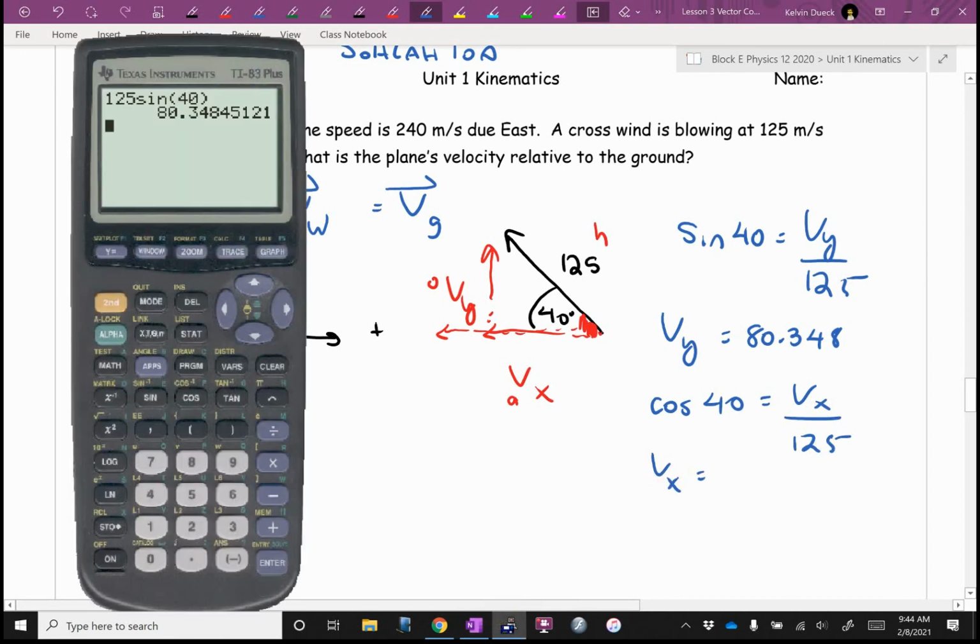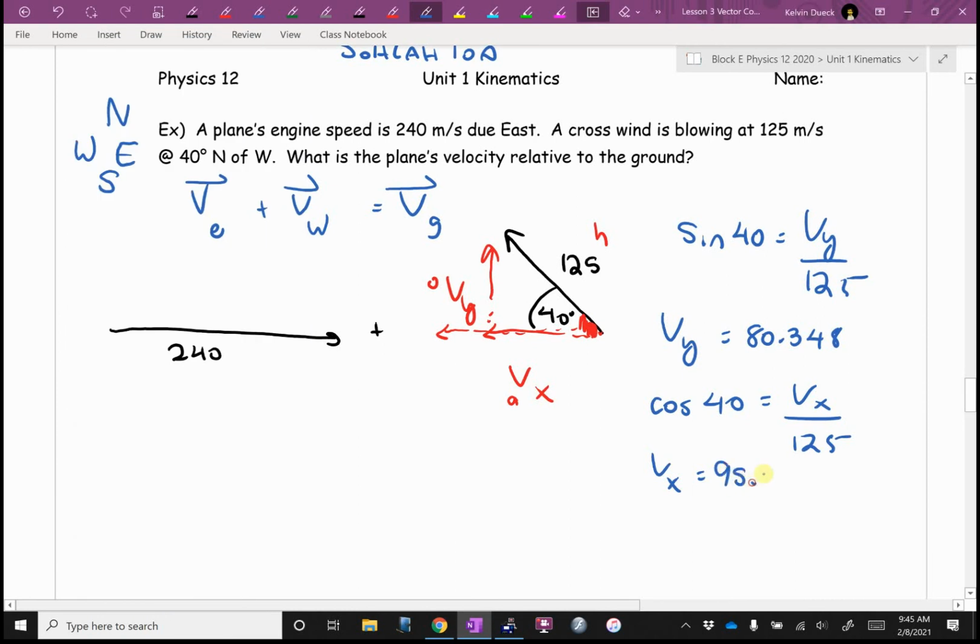Vx is going to be, I can just backspace and edit, cos. 95.755. That's weird. It looks like it's going to be a bunch of repeating fives, but then all of a sudden the pattern does change. So don't make assumptions in math. Things don't always repeat. 95.756. Are those right? Everybody agree with me? Yeah?